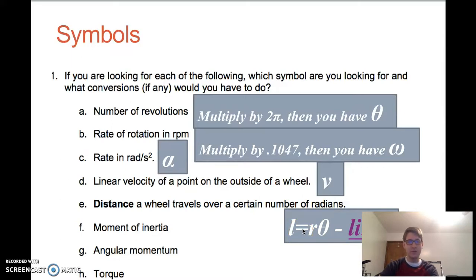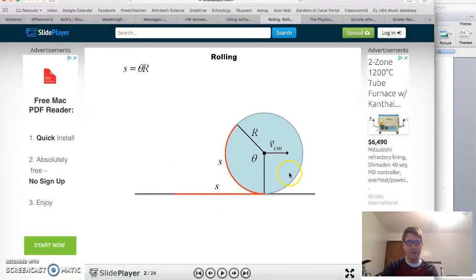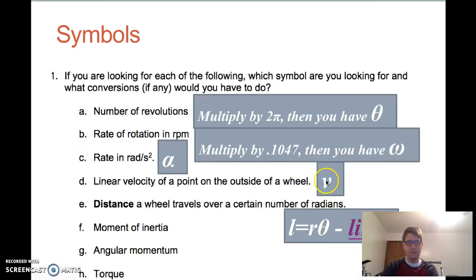The speed of this wheel, if I want to know the speed that this wheel is traveling, it's v. That would be the linear velocity of a point on the outside of the wheel. The distance the wheel travels over a certain number of radians is going to be the arc length that it travels, and it's going to be L.